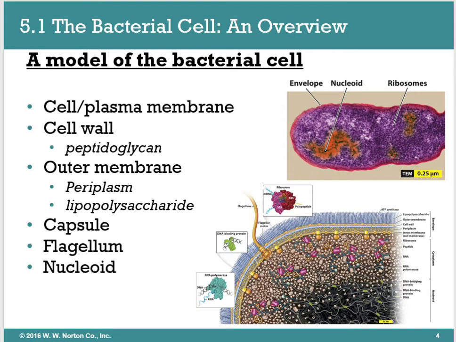So an ideal bacterial cell will have the following. They'll have a cellular membrane, they'll have a cell wall that is made up of peptidoglycan, and then they'll have various outer membranes, primarily made up of lipopolysaccharides. And then sometimes they'll even have a capsule, they'll have a flagellum, and then a nucleoid. And we'll go into these a little bit more throughout the lecture.